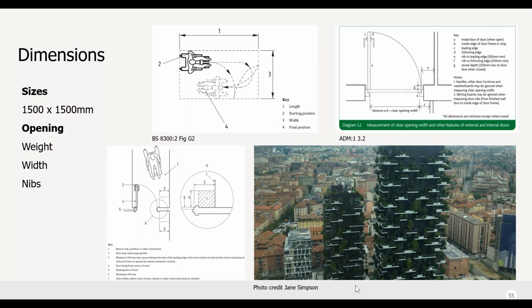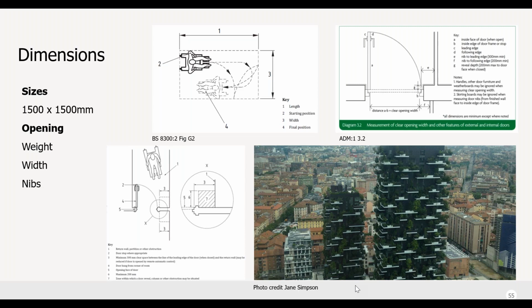However, when considering housing in ADM, there is a requirement for clear leading and following edges. See diagram 3.2, which is just on there. The BS 8300 part 2 requests 300 mm to both sides, but recommends 600 mm on the pull side wherever possible. When considering sliding doors, there's little information available.